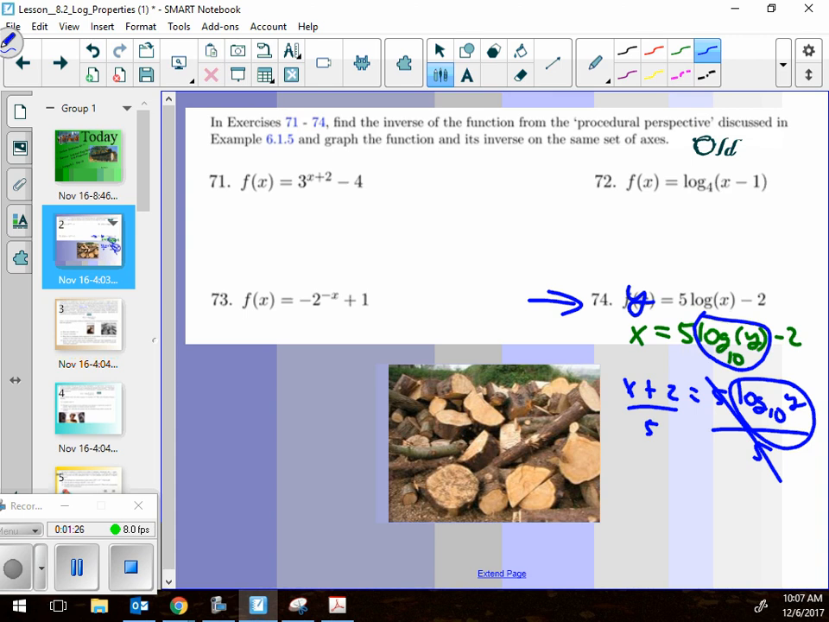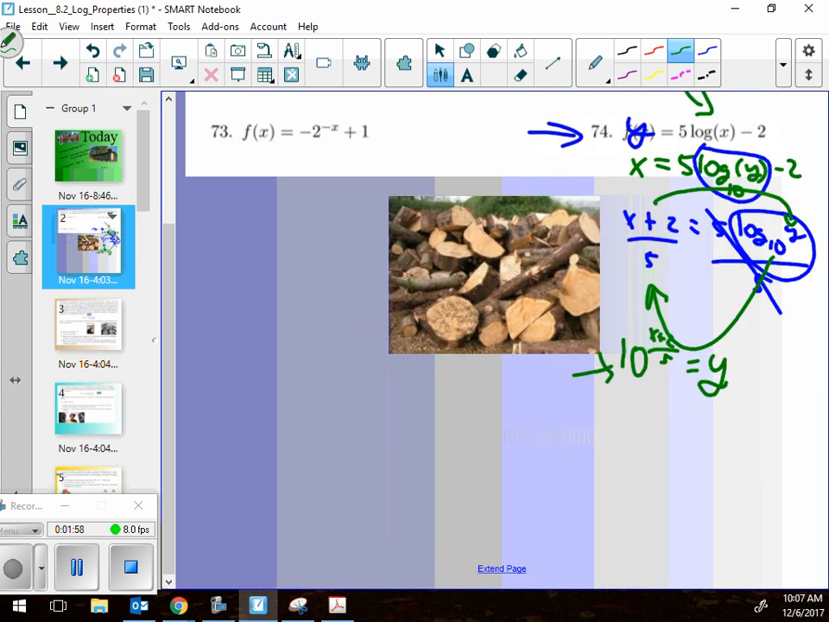Okay? So now it's 10 to that power, I know that's icky, is equal to y. And the cool thing is y is alone. That means I'm done. I got y alone. 10 to the power of (x plus 2) over 5 is equal to y. It was a log. Now it's an exponential. And I've got it solved for y. I'll write that a little bit bigger. 10 to the (x plus 2) over 5 is equal to y.